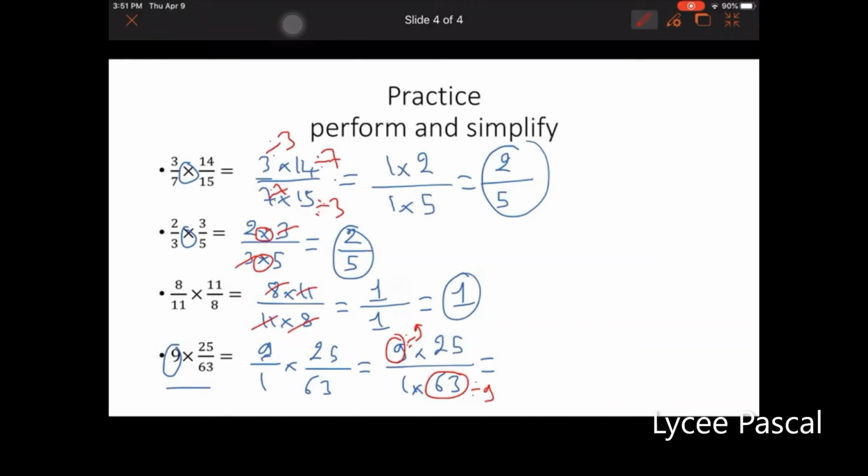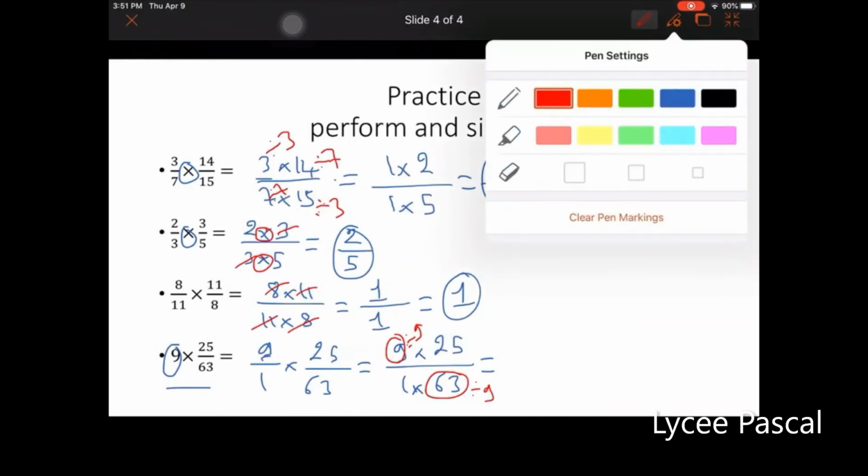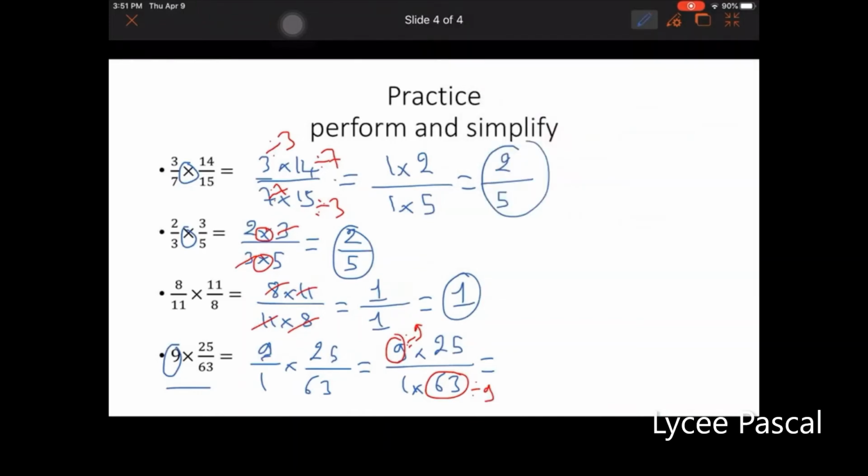So we divide the numbers in the numerator and the denominator by the same divisor, 9. The numerator becomes 1 times 25 over 1 times, and 63 divided by 9 is equal to 7. So our fraction becomes 25 over 7, and we stop here. This is our irreducible fraction.